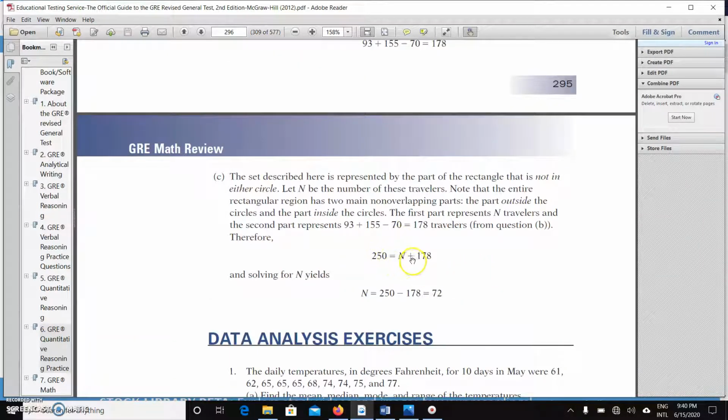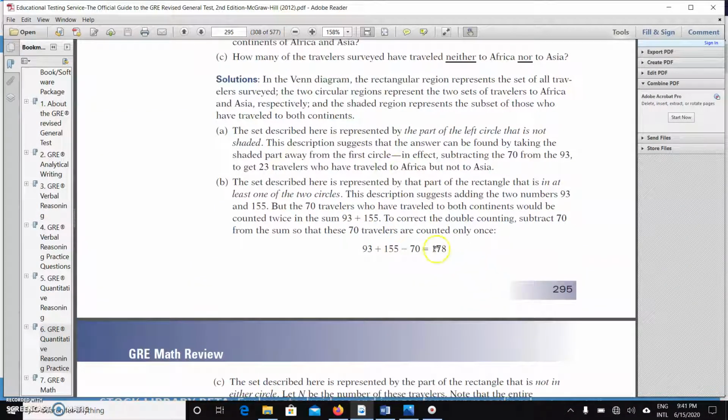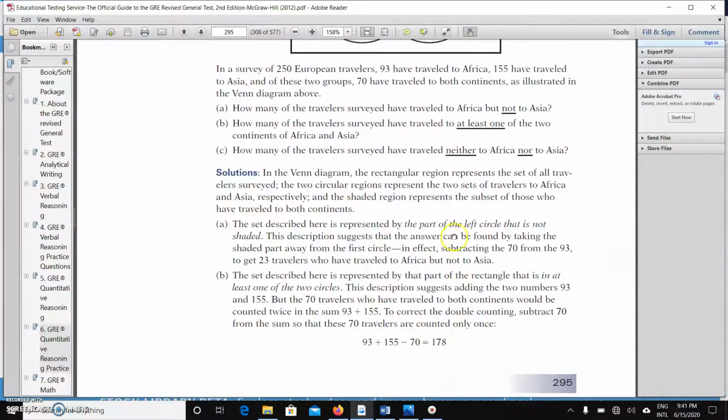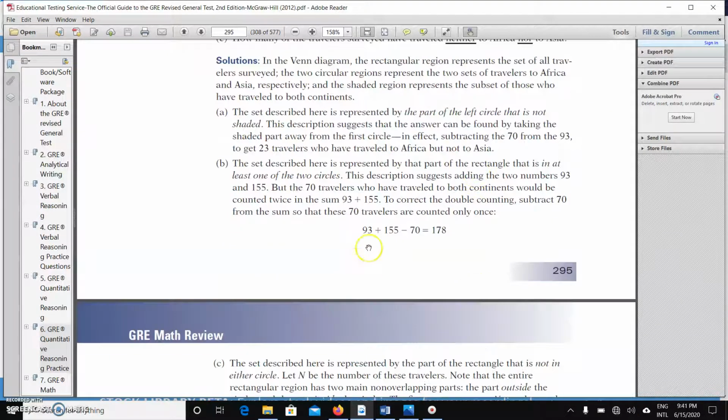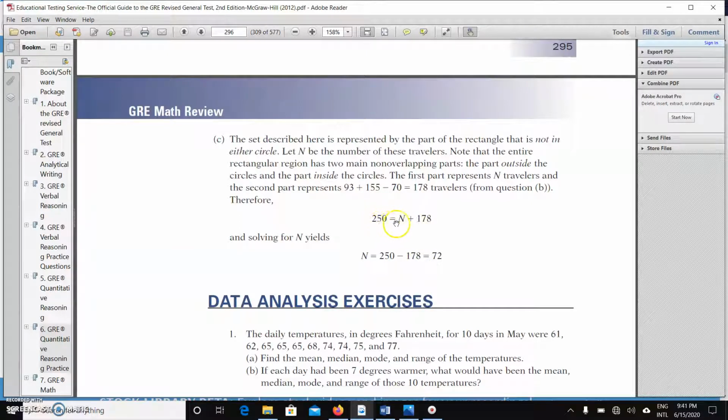The 250 equals those people that have not traveled, N, plus those that have traveled to at least one continent, 178, that we calculated here. These people have traveled either to Africa alone, to Asia alone, or to both. That's the meaning of at least one of the two continents. So 250 equals N plus 178. When you calculate N, those people that have not traveled at all, 250 minus 178 gives you 72.